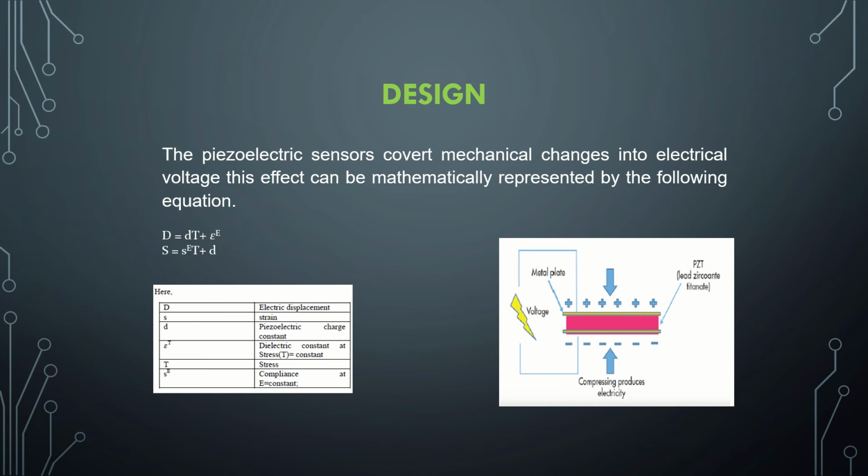Well, the piezoelectric sensors convert mechanical changes into electrical voltage. This effect can be mathematically represented by the following equation. So you have it right there. D means electric displacement, S is strain, and d, the piezoelectric charge constant. Then we have the dielectric constant at stress, which is T, equal to the constant. And then we have the stress and the compliance.